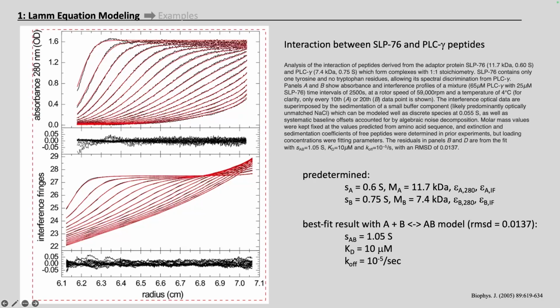Then we fit the Lamm equation solution accounting for the two free protein species and a one-to-one complex. You can see the red lines from the best fit model with an explicit Lamm equation fit matches the data points really very nicely. In this case, the best fit equilibrium constant is 10 micromolar and the complex is quite long-lived with an off-rate constant of 10 to the minus 5 per second. We will come back to this example later in a different context.